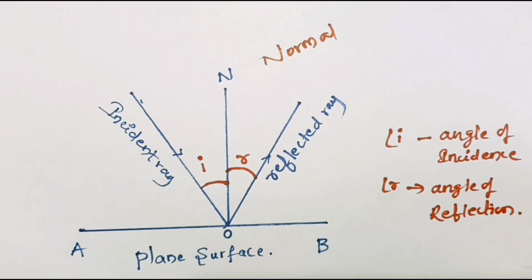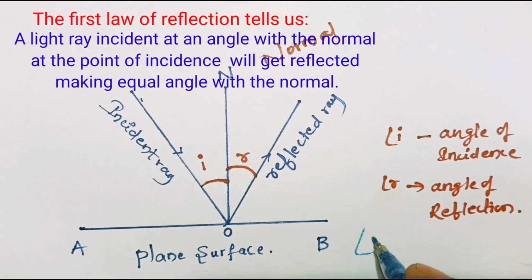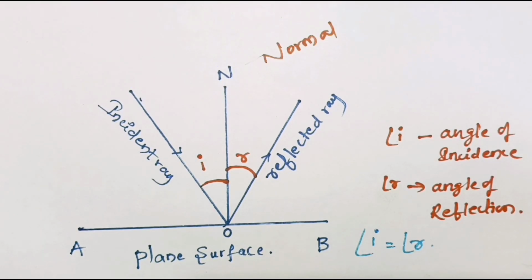We observe that the angle of incidence is equal to the angle of reflection. The first law of reflection tells us a light ray incident at an angle with the normal at the point of incidence will get reflected making equal angle with the normal. So, angle of incidence is equal to angle of reflection. Angle i is equal to angle r.